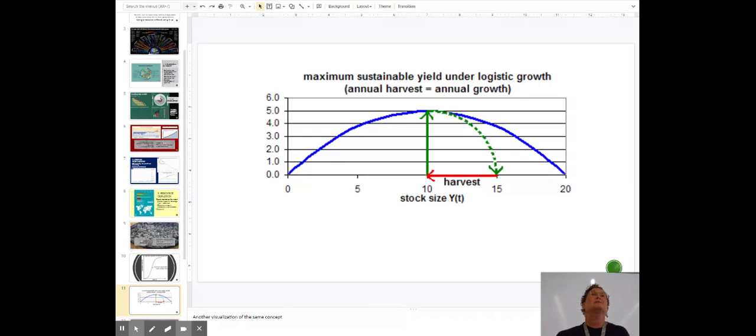Okay, so the maximum sustainable yield under logistic growth would be the annual harvest. So it's just a different way of looking at it. To me, it makes a little more sense because you can kind of see it as the area under the curve. So you don't want to take out to the extreme. If you took too many, then they'd all be gone. And if you took too few, then you weren't using your resources efficiently. Okay, so as long as you have good data about how many things are going to reproduce, then you're fine.